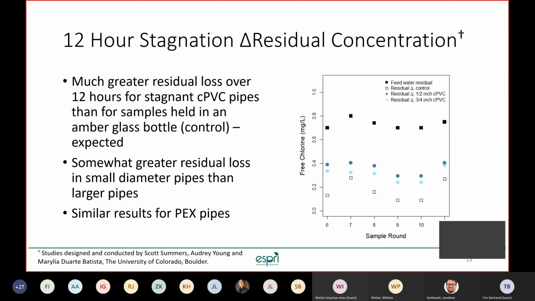You can see that there's somewhat greater residual loss in smaller diameter pipes than large diameter pipes, and that there was significantly greater residual loss in the pipes compared with the control samples. This is not new or surprising, but it certainly is very direct evidence, number one, that the modelers need to consider the pipe wall effects when they develop the models for the building water system residual, and that pipe diameter is indeed very important, particularly during these periods of stagnation.